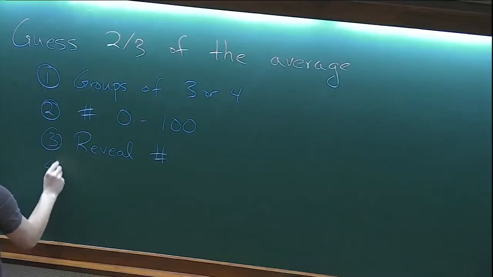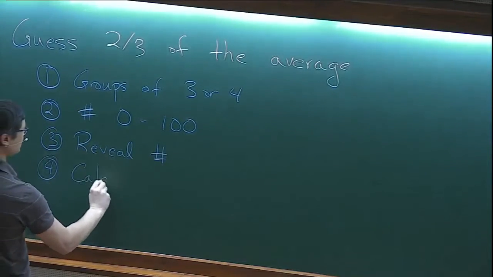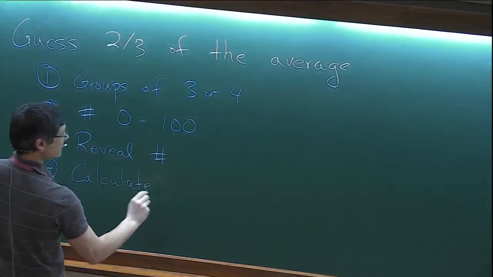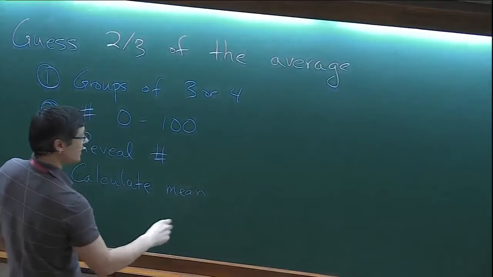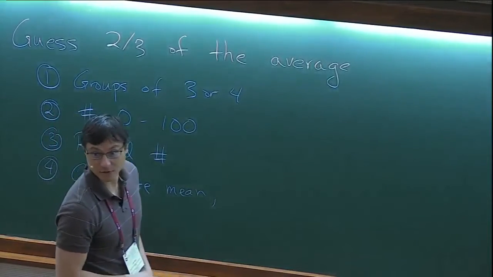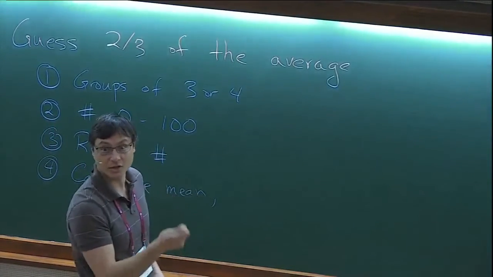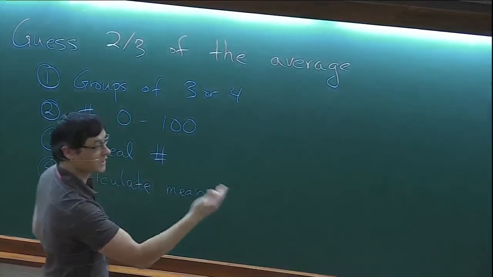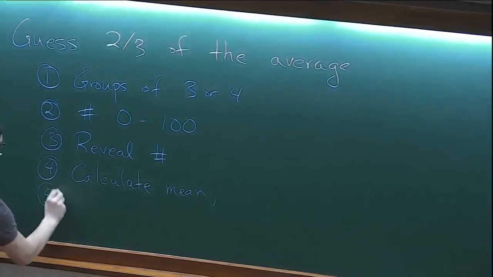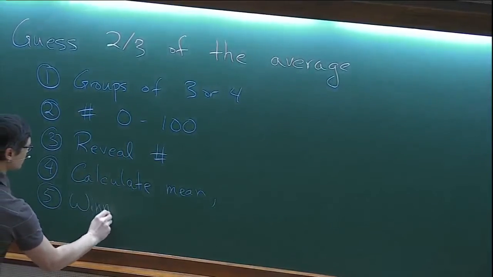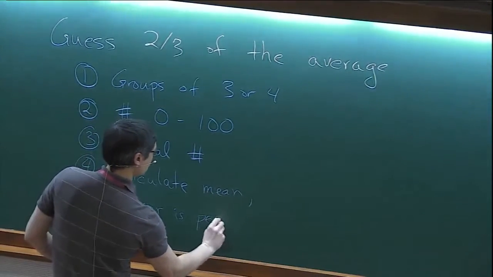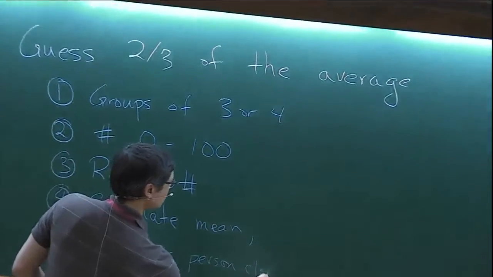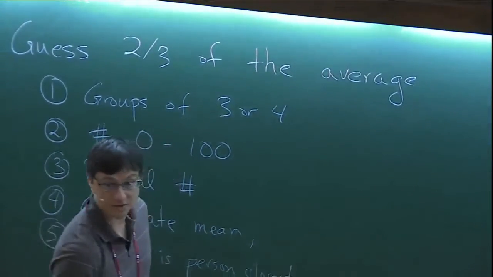You calculate the mean, or average, and then the winner is the person whose number is closest to 2/3 of the mean within your group. Okay? So the person who's closest, but closest to 2/3 of the mean.